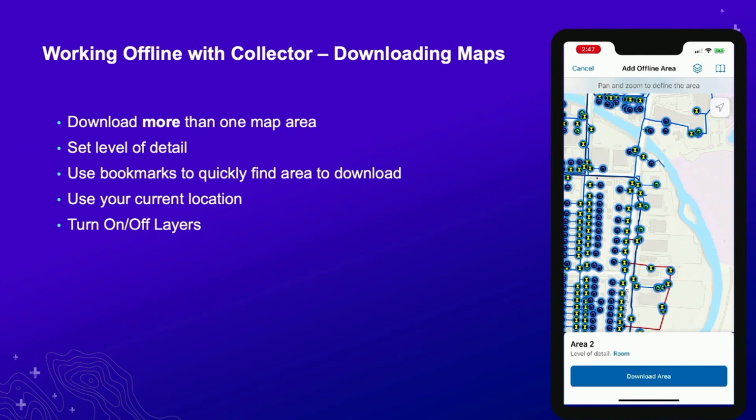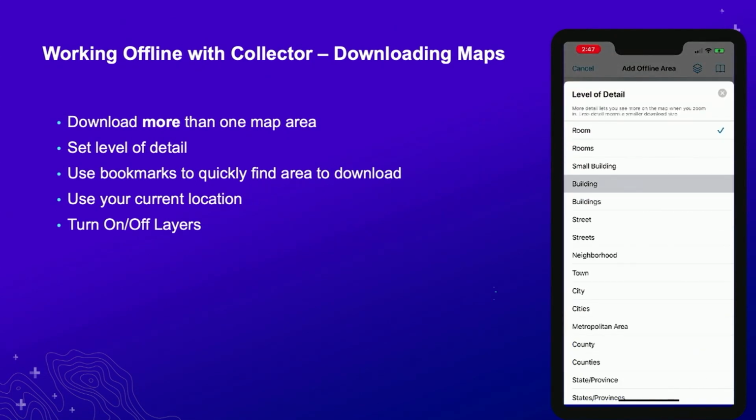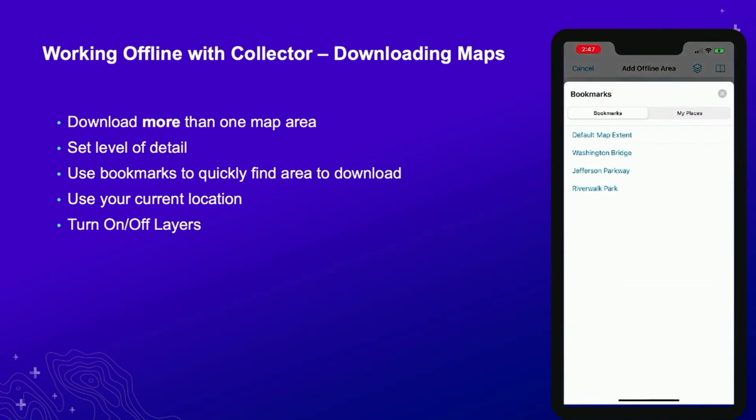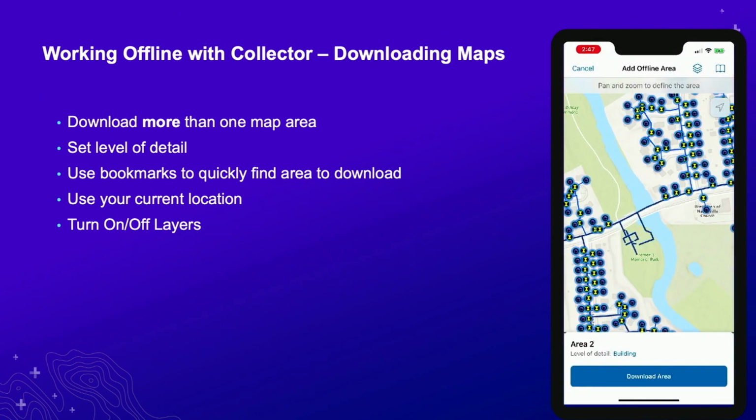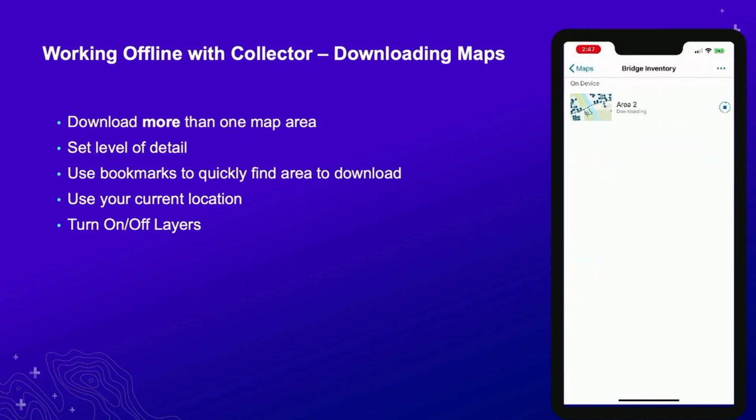So if, as a map author, you go and create some bookmarks that you want your field workers to use, they can tap on those bookmarks and then go to that area and download the map. You could use your current location if you want. Also, just to quickly filter the content in those maps, you can turn layers on and off. So a lot of great new features added to the offline experience for just simply downloading maps on the device.